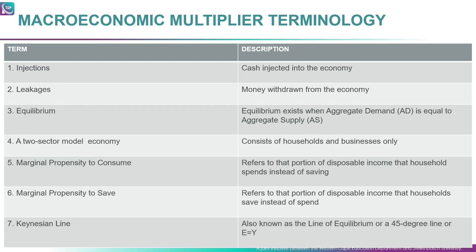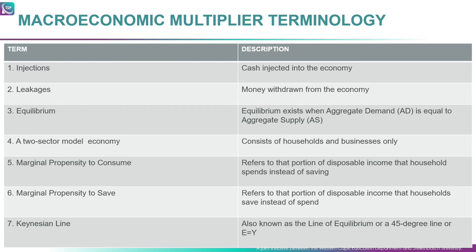Marginal propensity to consume refers to the portion of the disposable income that the household is spending instead of saving. Remember that 60 rands that I decide to spend, that is the marginal propensity to consume. Then the marginal propensity to save is that 40 rands, and it refers to the portion of the disposable income that the household is saving instead of spending.